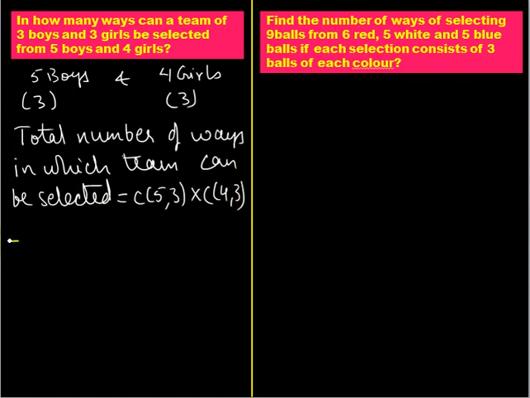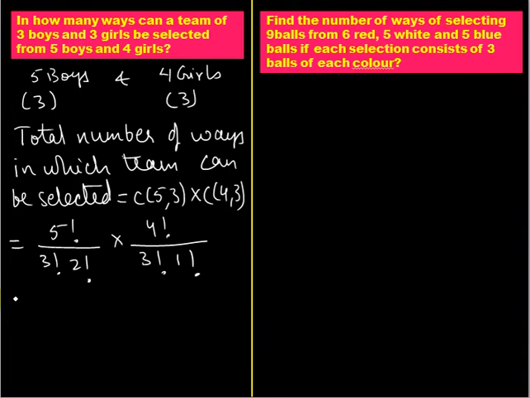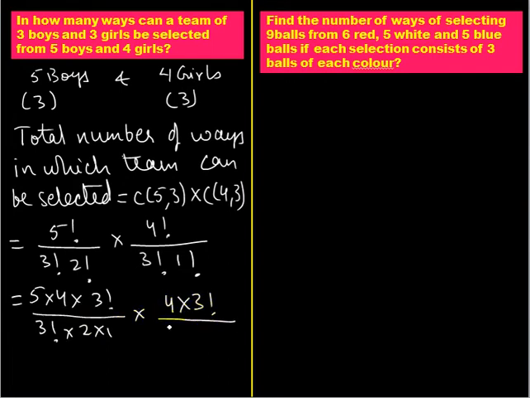So expanding both and solving, this is 5 factorial over 3 factorial into (5 minus 3), which is 2 factorial, into 4 factorial over 3 factorial into (4 minus 3), which is 1 factorial. 5 factorial can be written as 5 into 4 into 3 factorial. Keep this 3 factorial as it is. 2 factorial is 2 into 1. 4 factorial can be written as 4 into 3 factorial. We have a 3 factorial in the denominator. 1 factorial is 1 only.